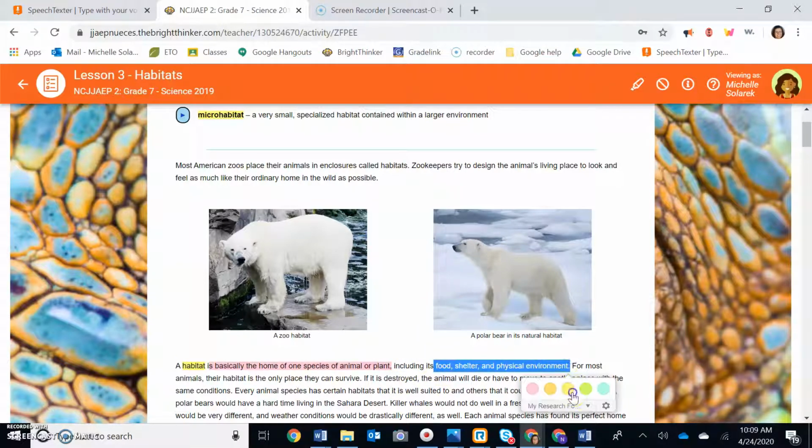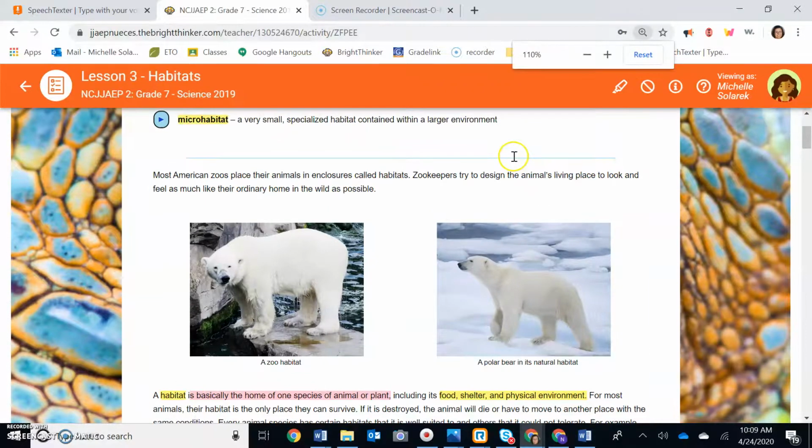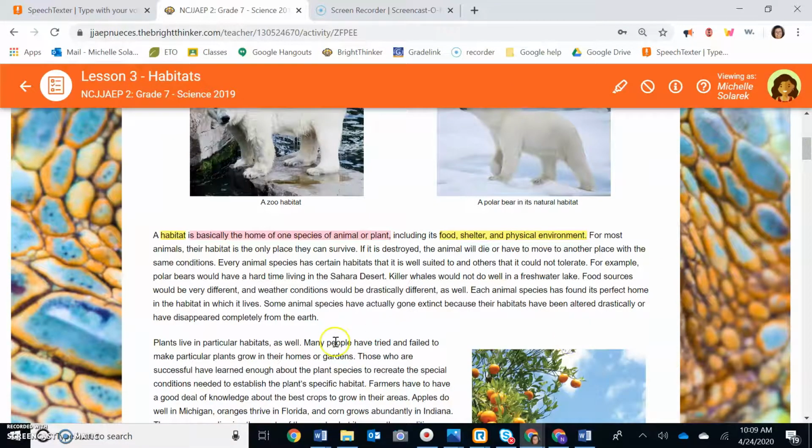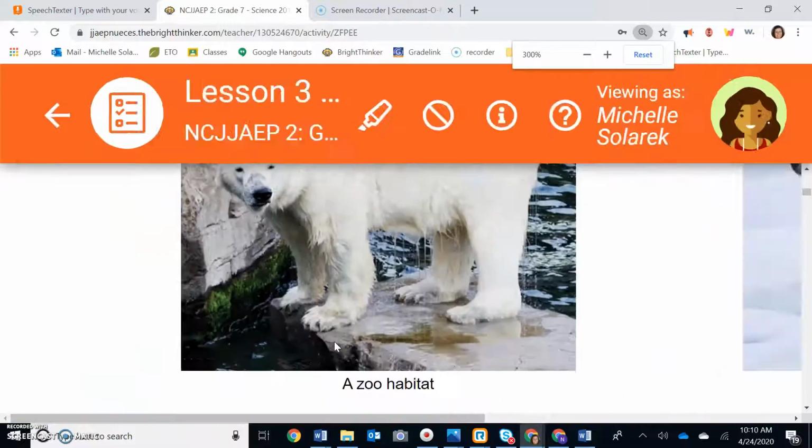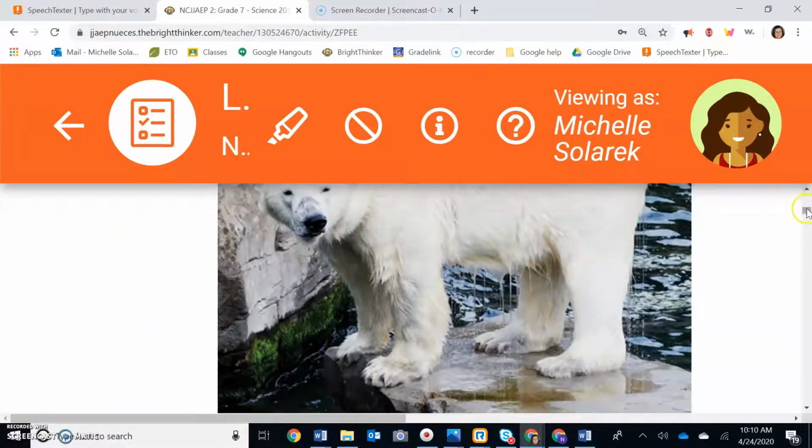Okay, what does a habitat include? A habitat includes 3 things. So please write this down. Number 3, food, shelter, and physical environment. Now just let me see if I can make this larger, because I want you to really be able to read it. I think I got it. Let's see if this helps you. Oh, shucks, that's really big.